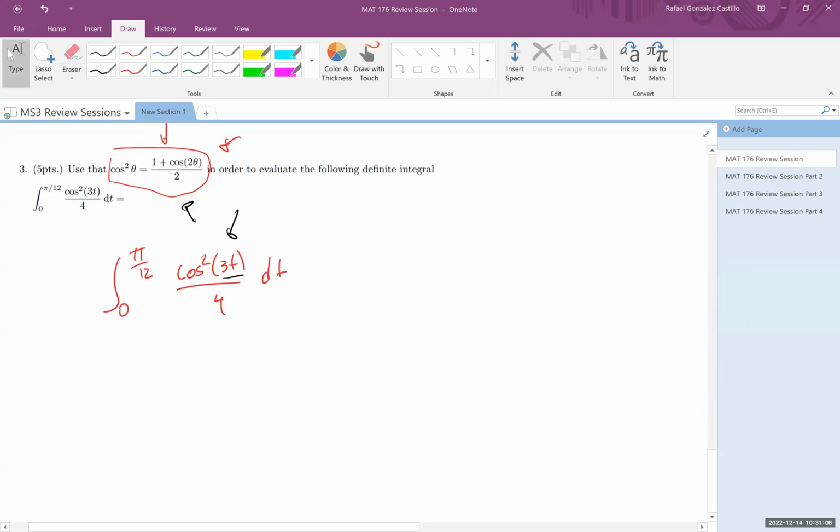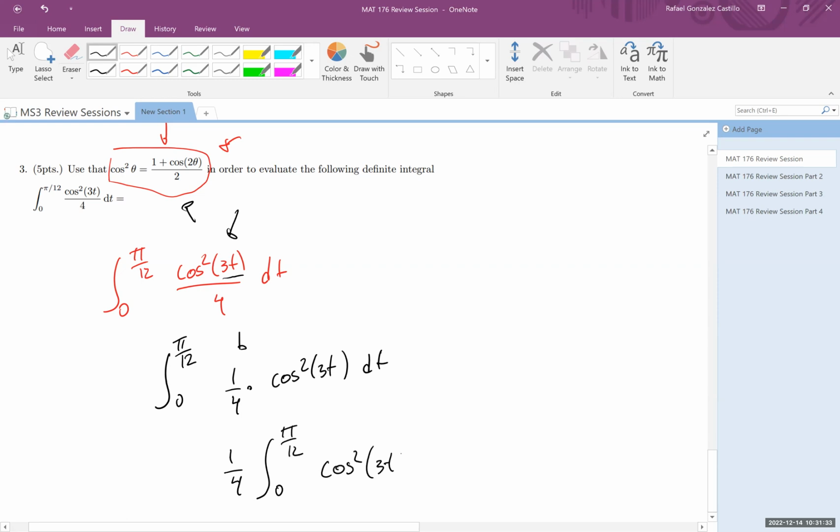The first thing you should notice is that we could rewrite this as the integral from 0 to pi over 12 of 1 over 4 times cosine squared 3t dt. That's the first thing you should realize. We're allowed to do this. Second thing you should realize is that by doing this, we could pull out that constant. So we could pull out the 1 over 4. So we have 1 over 4 times the integral from 0 to pi over 12 of cosine squared 3t dt.